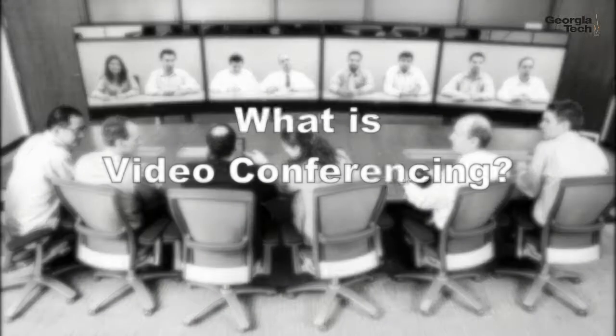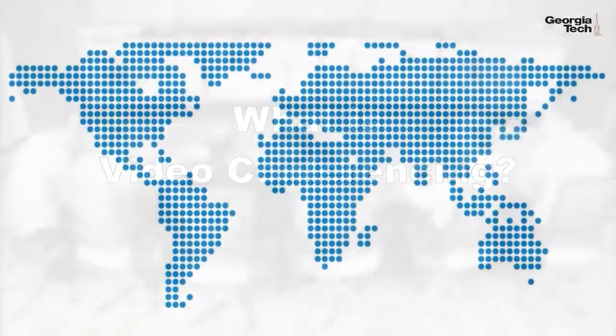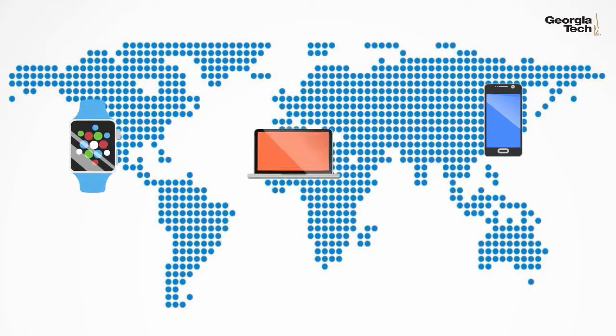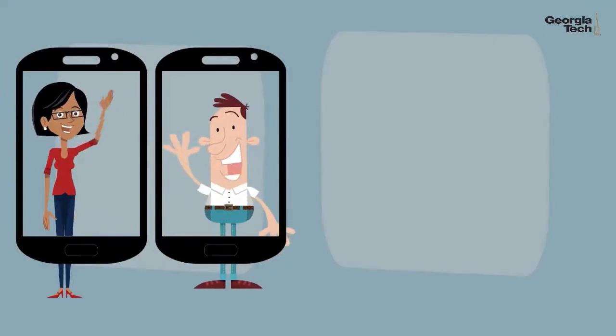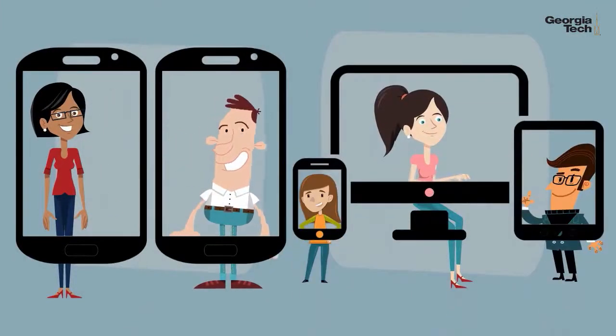So, what is video conferencing? It is communication through the internet which lets people at different places come together for a meeting. It can involve just 2 people getting together from their offices or many people in many different places connecting.